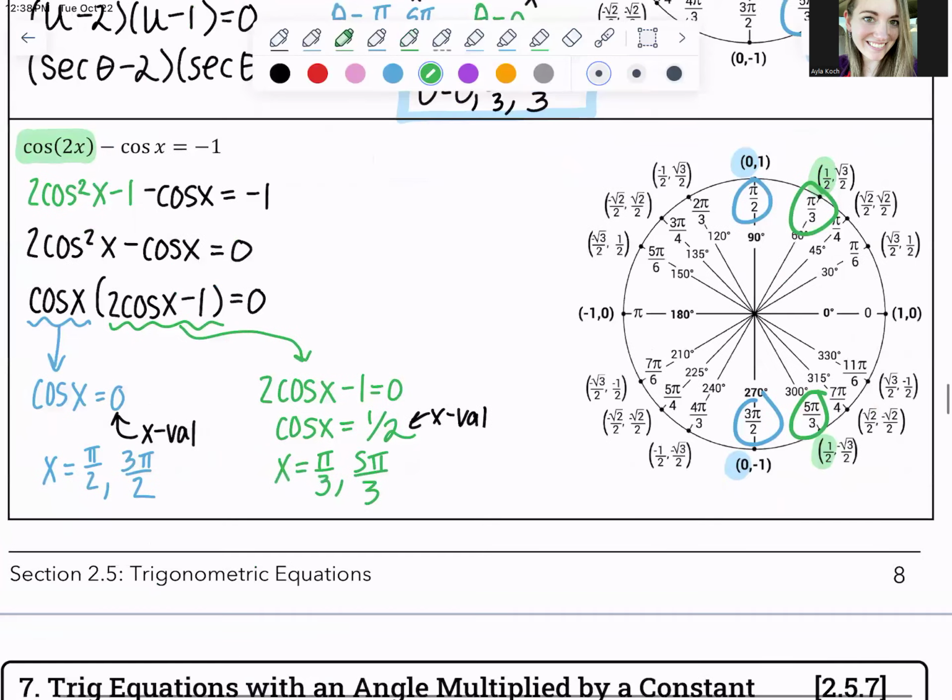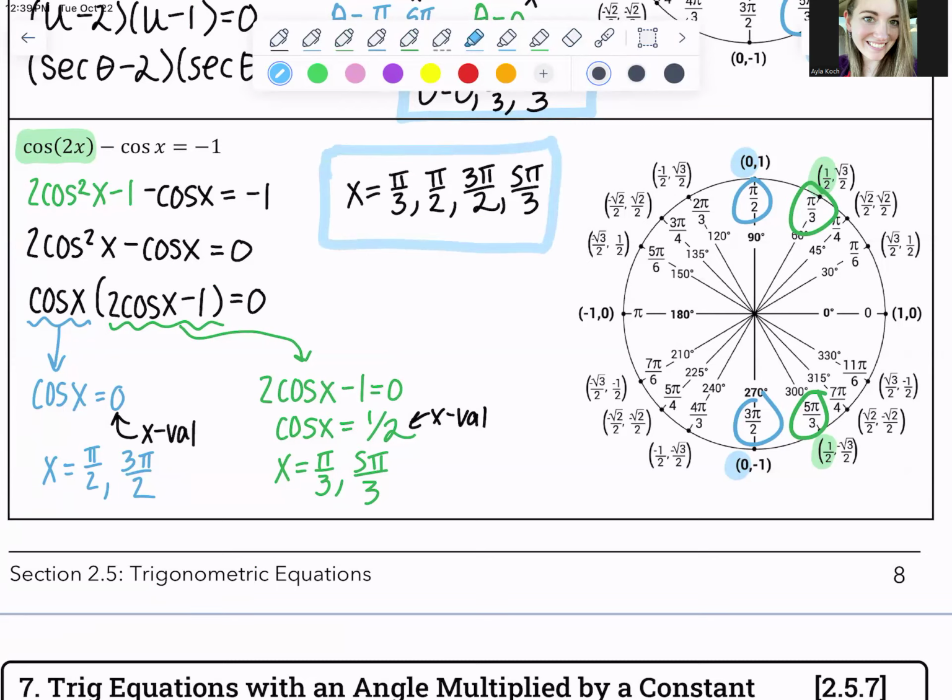All right, so all together, those are my answers. I like to put them in order, but you don't have to. The answers would be pi over 3, pi over 2, 3 pi over 2, and 5 pi over 3. Bam, bam, thank you, ma'am.